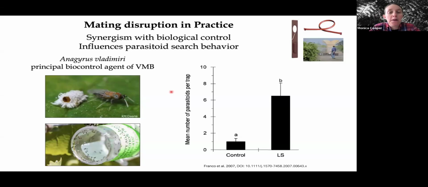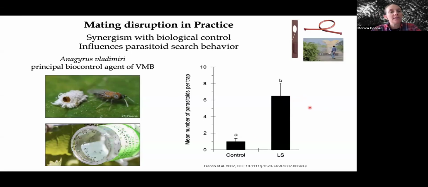because we see increases of biological control in blocks where we have mating disruption deployed. And what you can see from this study is that they did find Anagyrus wasps in the traps, and in traps that were baited with the pheromone, they found more than they found in an unbaited trap.